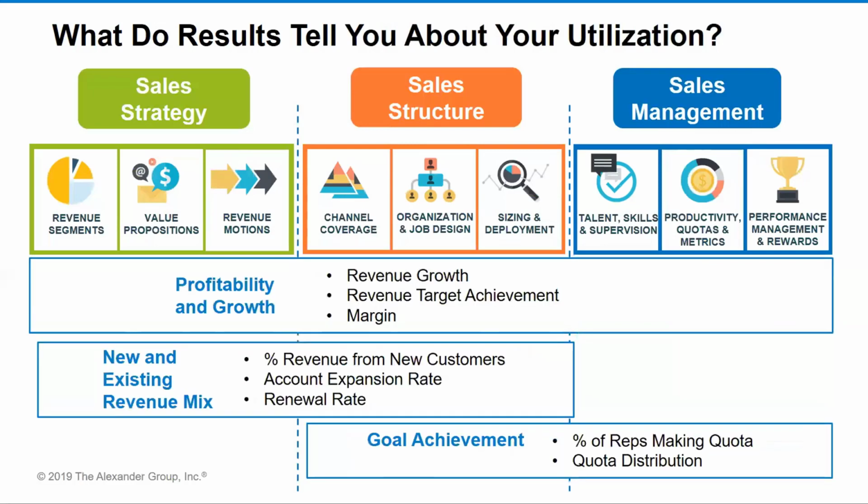To answer these business questions, we need to gather the right data. Here are some sample results metrics that we suggest our clients measure and manage to on a regular basis. Within profitability and growth, we can look to revenue growth, target achievement, and overall margin. To understand new and existing revenue mix, we can look to the percent of revenue from new customers, the account expansion rate, and the renewal rate. And lastly, within goal achievement, we can look at percent of reps making quota and quota distribution.